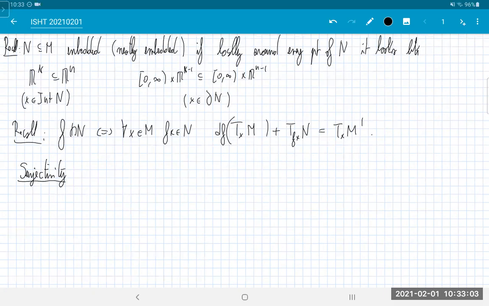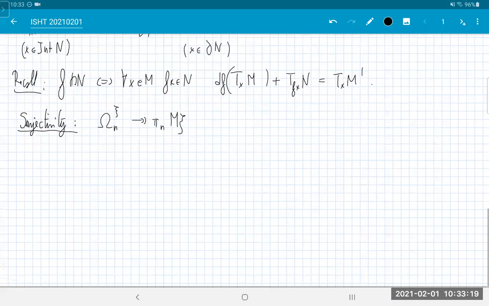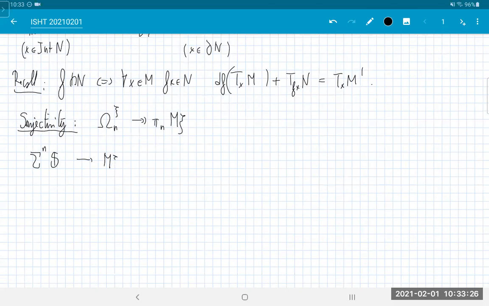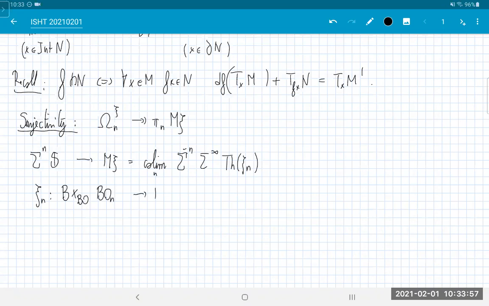Because now we're going to prove the surjectivity of this map. So for every class in the homotopy group of M Xi, we'll construct a manifold. Okay, so what do we have? We have a map like this. Now remember, we can write this as follows. First, we can write it like this: Sigma infinity minus n, Thom space of Xi n, where Xi n is the bundle over BO_n.